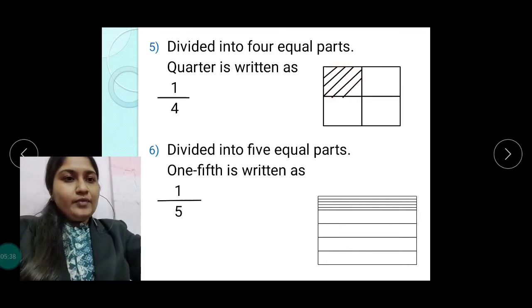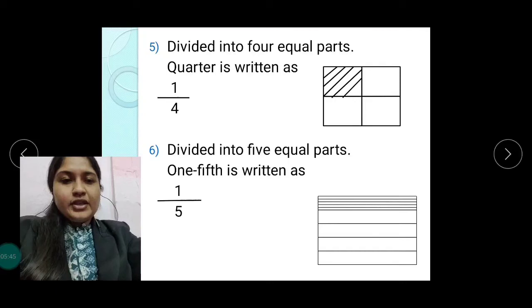Above you will write 1. If there were 2 parts, students, it would be 2 upon 4. Okay. So now the sixth one, divided into 5 equal parts, 1/5 is written as 1 upon 5.